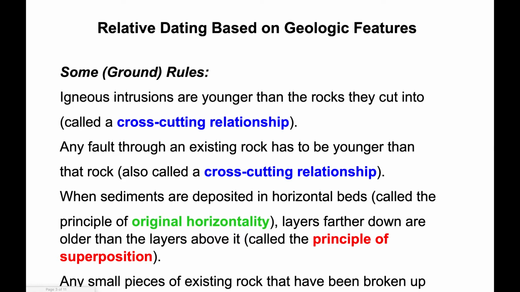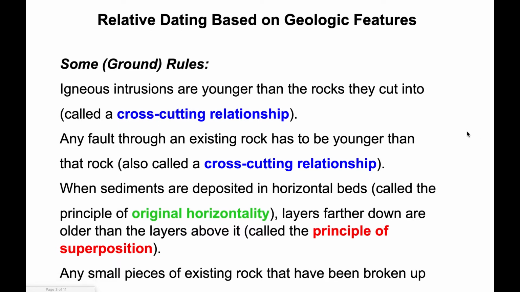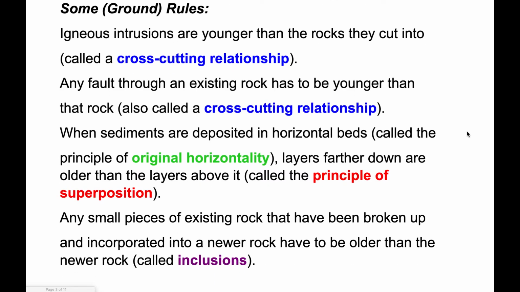Another rule, any fault through an existing rock has to be younger than that rock because the rock had to be there to begin with. Also called cross-cutting because one feature cuts through another feature. When sediments are deposited, they're deposited in horizontal beds, which means sediment layers further down are older than sediment layers closer to the top. This is called the principle of superposition.